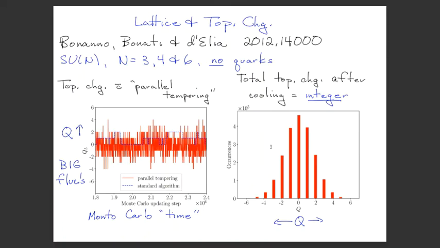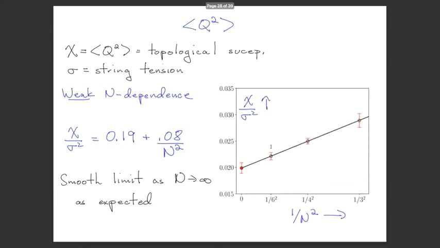In fact, I think there's very interesting evidence for fractional topological charge from work done by Claudio Bonanno and Massimo D'Elia, who are extremely serious lattice people. They looked at SU(N) for N = 3, 4, and 6 without quarks. They did something called parallel tempering. This is what their Q looks like as a function of Monte Carlo time, and it oscillates all over the place. Then they do cooling and bang, it falls into integers. But this agrees with our analysis that if you measure something in a periodic box, you have to get integral topological charge. The question is, what are the fluctuations?